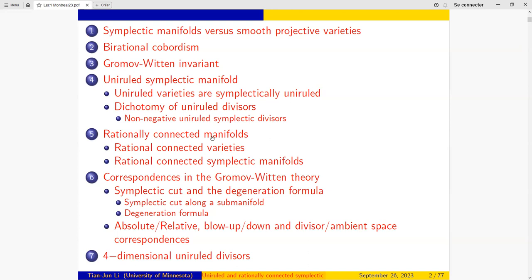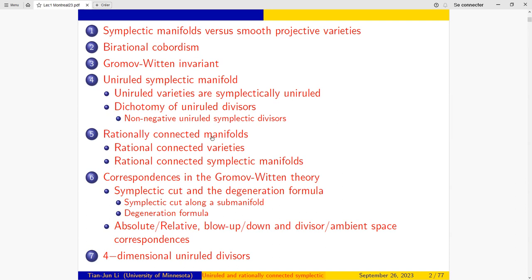So you have seen it yesterday, I think, in the talk. It's actually a very sophisticated invariant, like a tangency invariant. I'm going to use the ordinary invariant and then the Gaussian version and the standard version. Then I'm going to introduce the notion of uniruled symplectic manifolds, and also recall the notion of uniruled varieties in algebraic geometry.